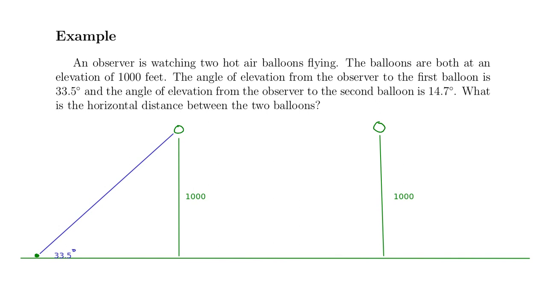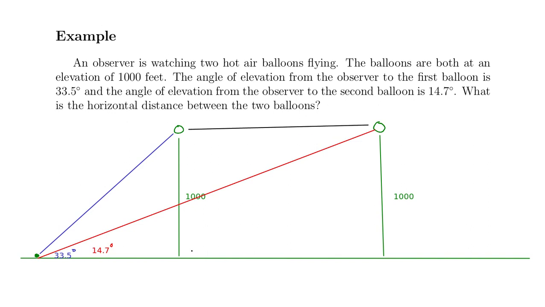And then I'm going to draw my second angle of elevation in red. This one goes out to the second balloon. And this angle is 14.7 degrees. And what we want to know is what is this distance in between them. Or we can say this distance right here. Same thing.